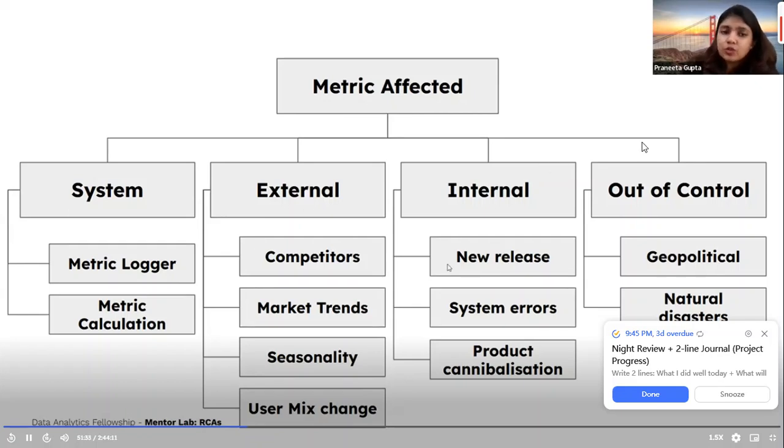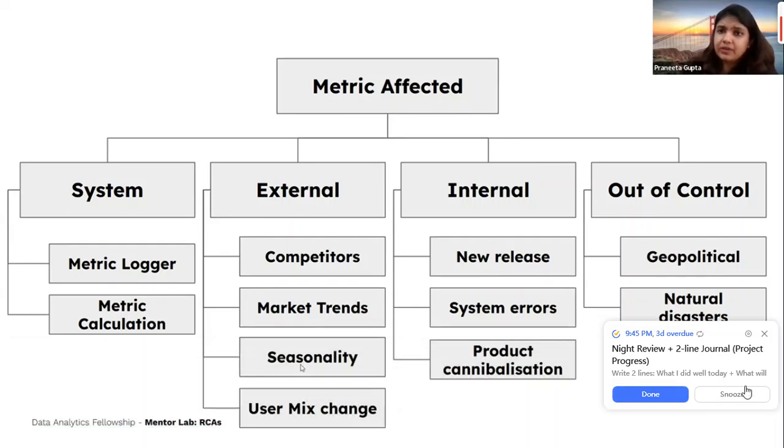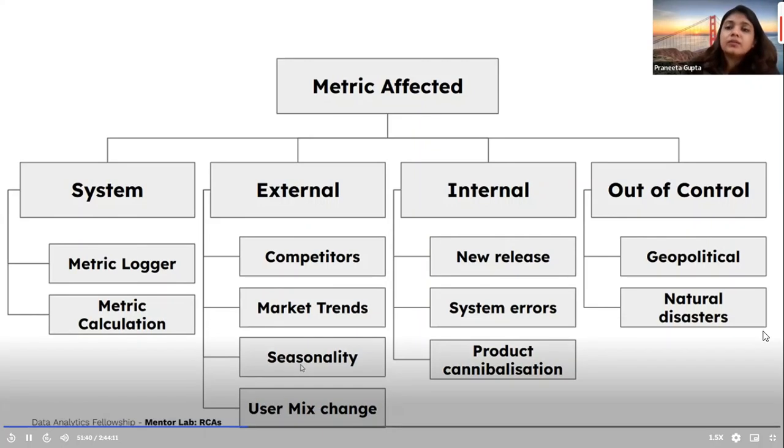Then external issues, we of course spoke about competitors. Seasonality could be a factor. Like on Zomato, Swiggy, when you order food, in rainy days, ETA will go up, right? That is because, of course, every rider is taking more time to deliver the order. Everywhere there's waterlogging. It takes time, right? So, of course, you need to understand the seasonality aspect also.